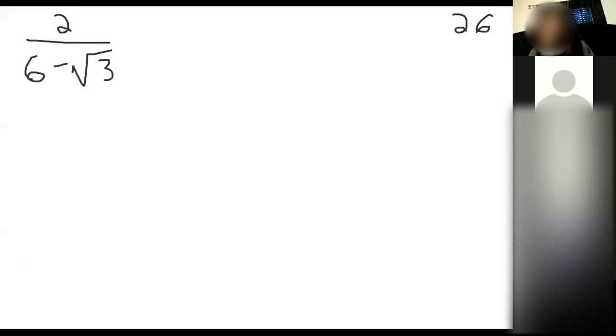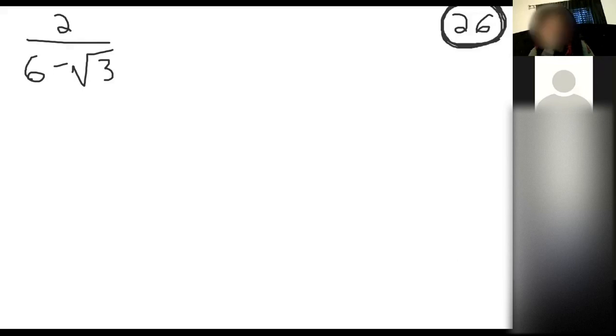All right, number 26. 2/(6 minus square root of 3). Okay, something like this is probably going to be on here. If anybody's taken Math 130, you're going to see a lot of stuff like this. Now, there's a problem with this. There's something in here that your math teacher does not like.